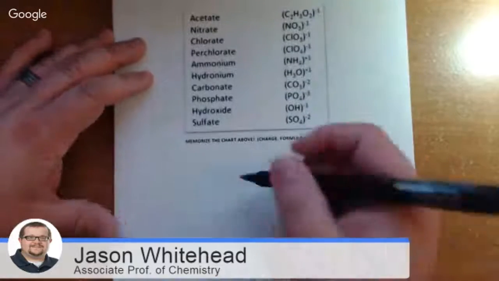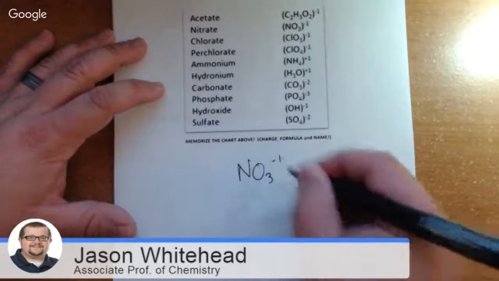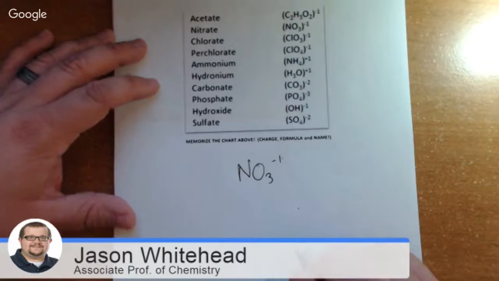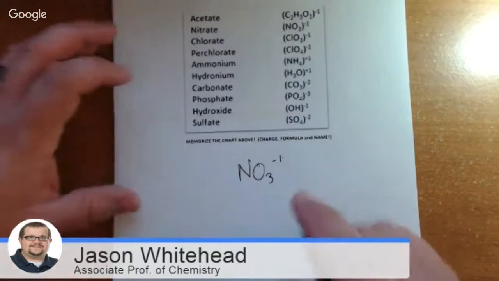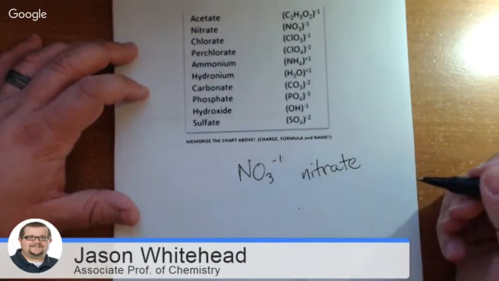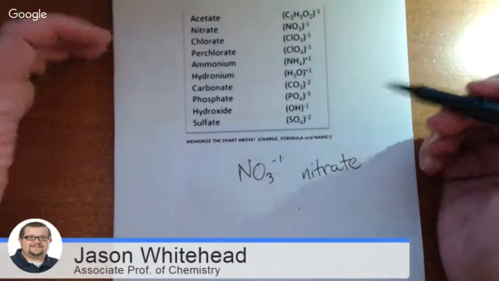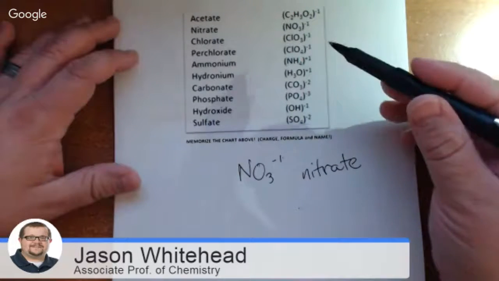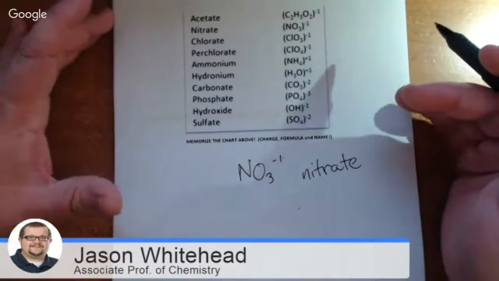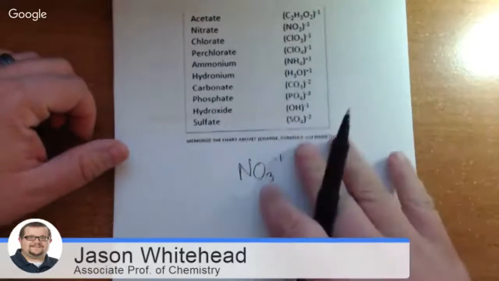So if I asked you, for example, the name for the formula NO3 minus 1, you'd want to be able to snap right out of memory, oh, that's nitrate. And the only way we're going to get that is by memorizing this list of 10. So I'll give you a hint. There is going to be a problem where you have to identify one of your 10 polyatomic ions. So there's a really big payoff just for memorizing these 10, because they also come back in future classes.